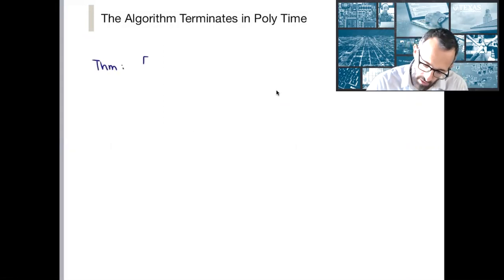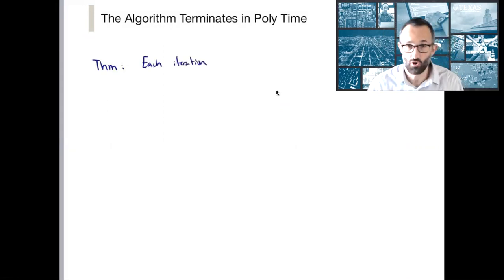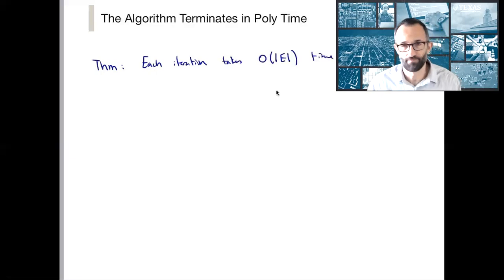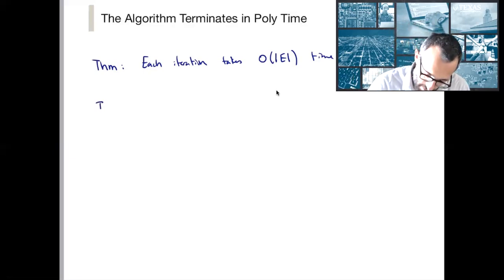First, each iteration takes polynomial time. In fact, it takes order of the number of edges in the original graph time. As we'll see, this is relatively straightforward, just following from the workhorse of each iteration, which is finding these M alternating trees.